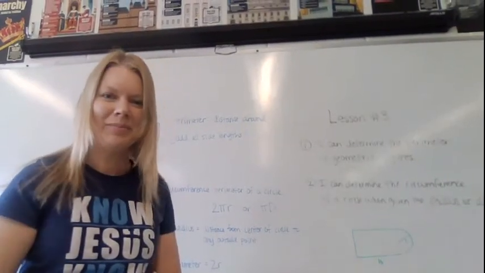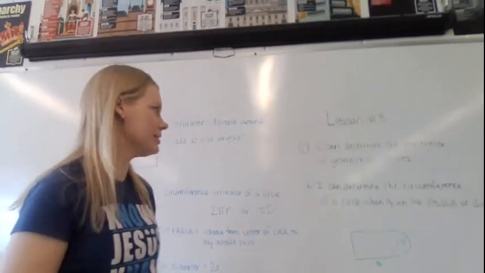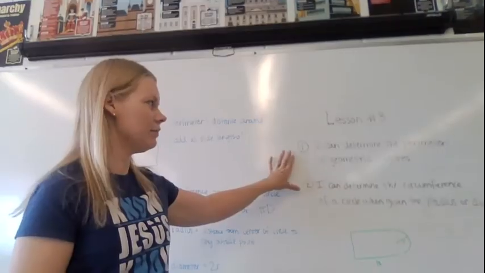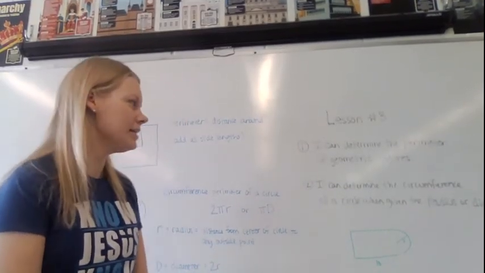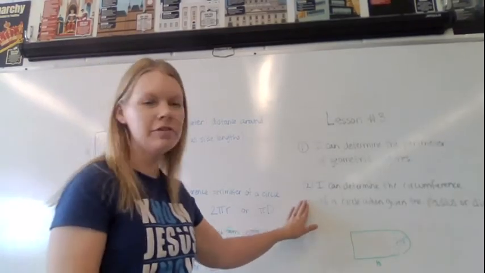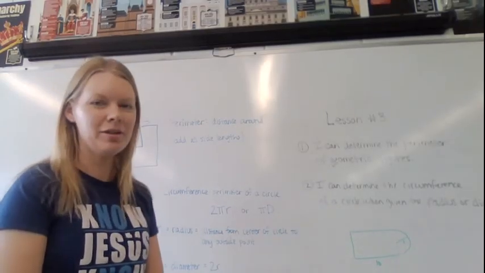All right, lesson number 3 deals with perimeter and circumference. So we have two objectives. The first is I can determine the perimeter of geometric figures. The second is I can determine the circumference of a circle when given that circle's radius or diameter.